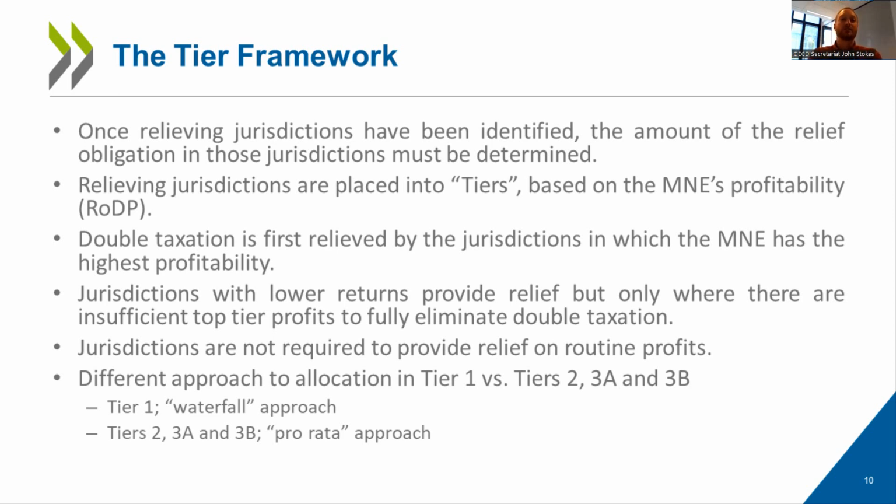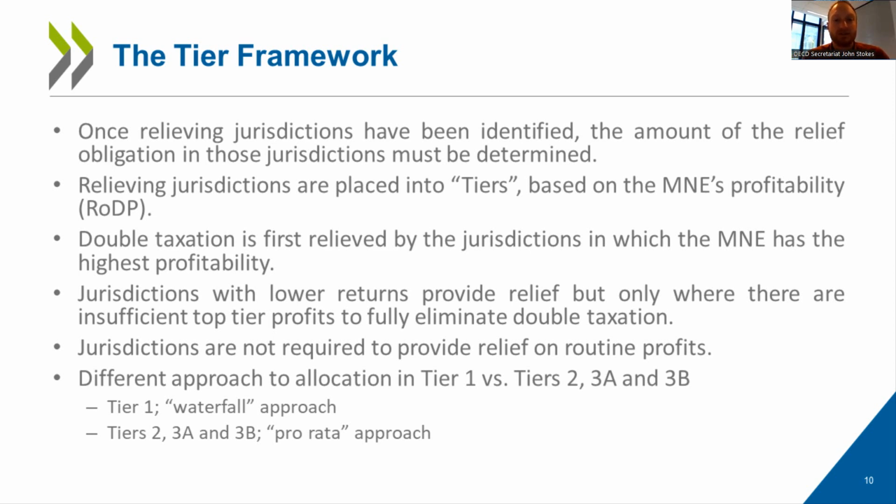And the general principle is that double taxation is first relieved by the jurisdictions in which the multinational enterprise has the highest profitability. The tiering approach, as we will see in a moment, applies just as you would expect. So you have tier 1, you have tier 2, 3A and 3B, and jurisdictions in tier 1 provide relief from double taxation first, jurisdictions in tier 2 second, and so on and so forth. But the important thing to note is that the jurisdictions in lower tiers are only required to relieve double taxation in circumstances where relief in the higher tiers is insufficient.